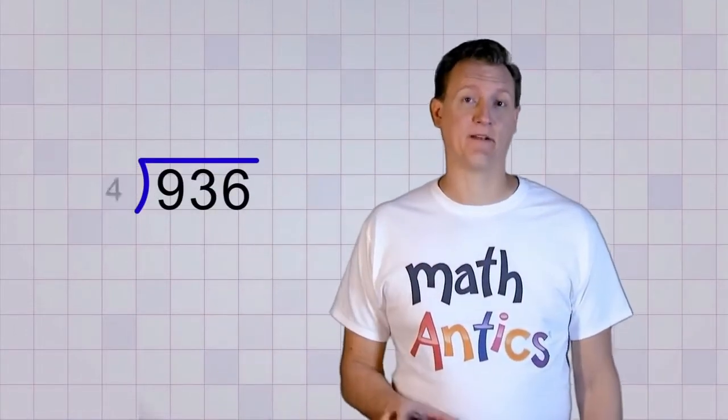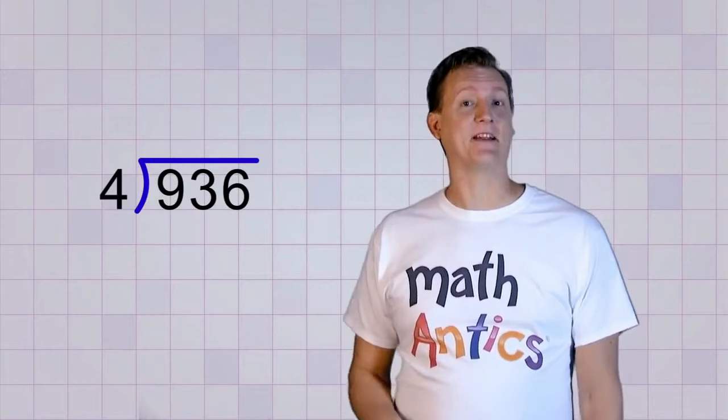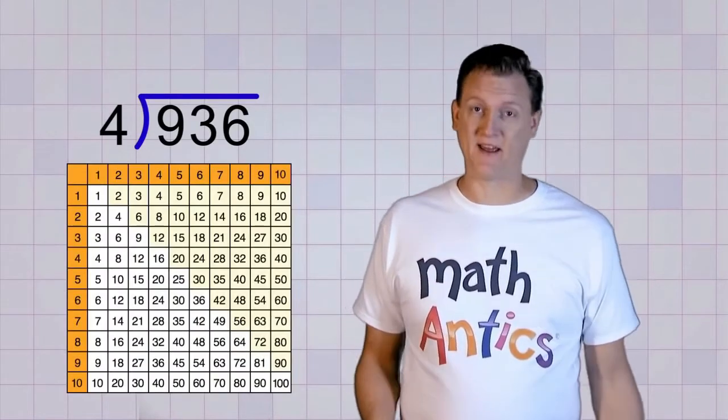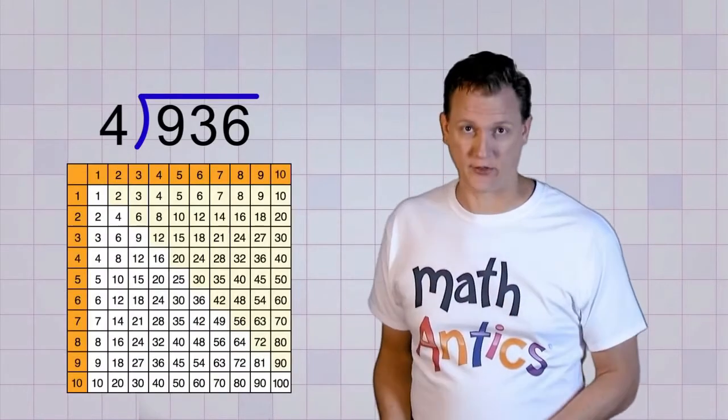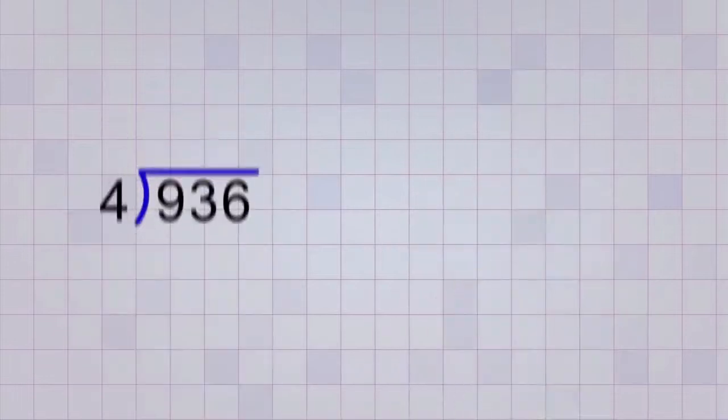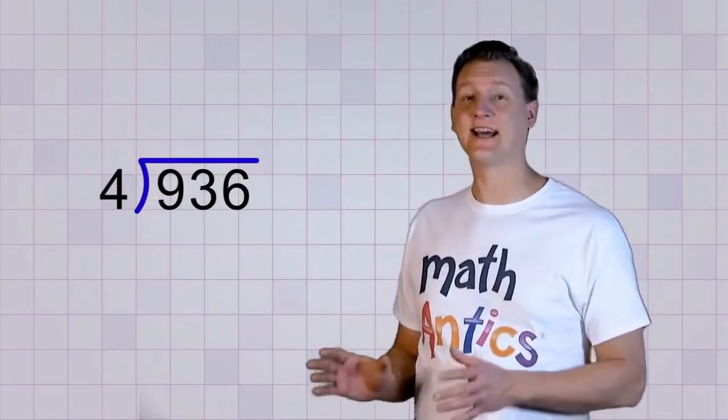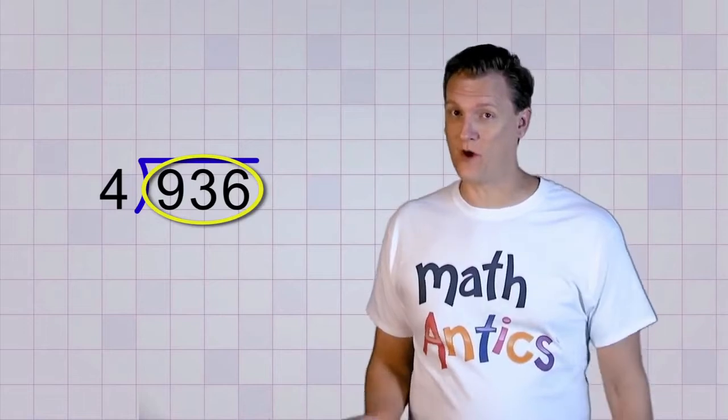When we learned basic one-step division, all of the dividends were small enough that we could just use the multiplication table to help us find the answer. But what if we have a division problem like this, 936 divided by 4? 936 is definitely not on our multiplication table. In fact, there's not anything even close to 936. So what do we do?